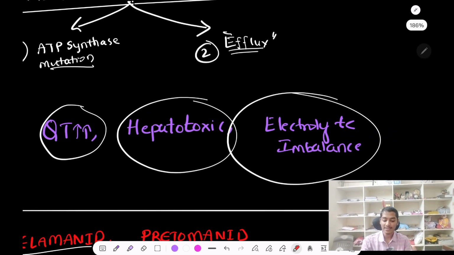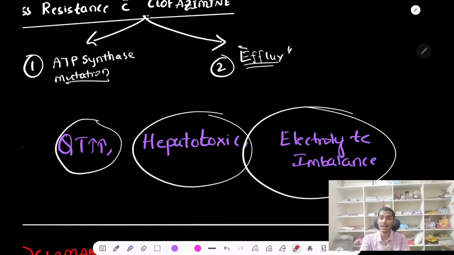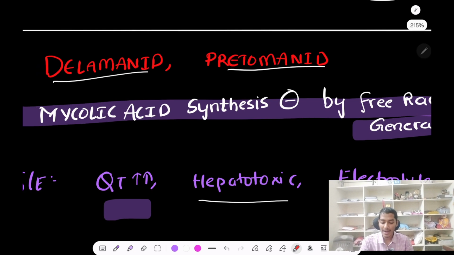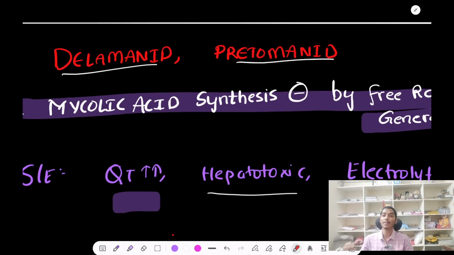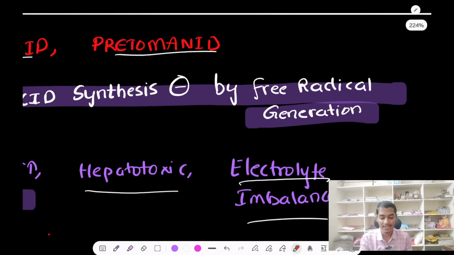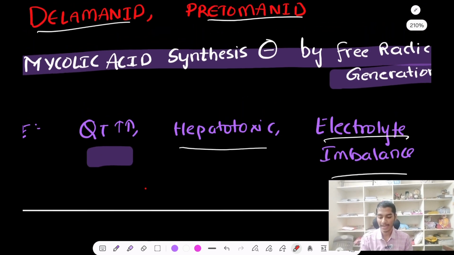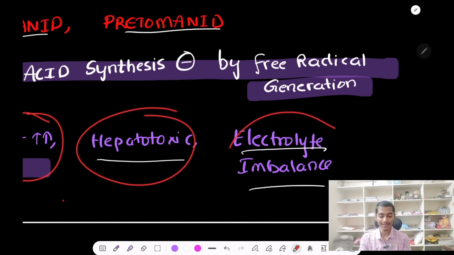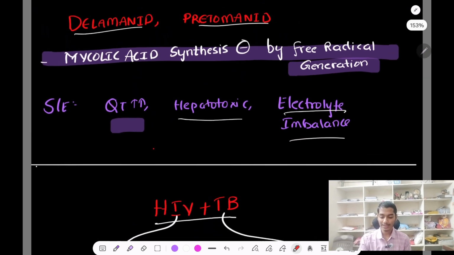Side effects are common for bedaquiline and the next discussed drugs, pretomanid and delamanid. So QT prolongation, hepatotoxicity, and electrolyte imbalance are their side effects. Delamanid and pretomanid destroy the mycolic acid synthesis, and this is because of free radical generation. So this is an important mechanism of action. Side effects are the same: QT prolongation, hepatotoxicity, and electrolyte imbalance. So these are the individual drugs.